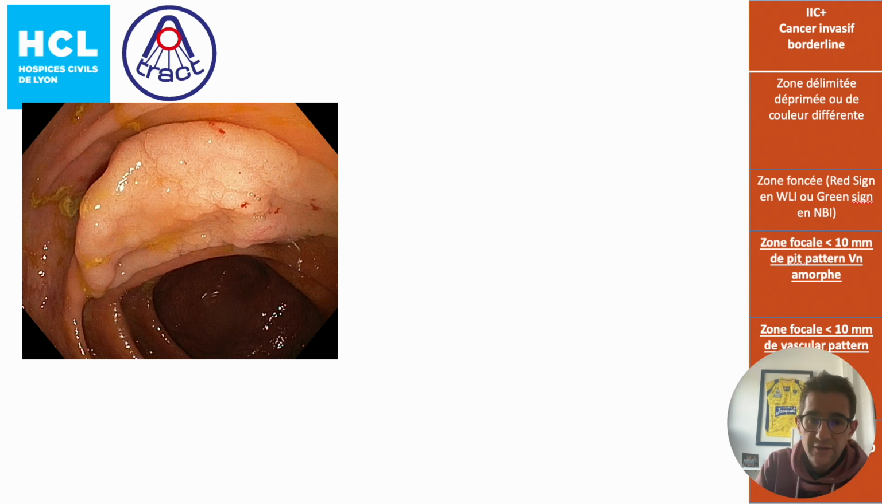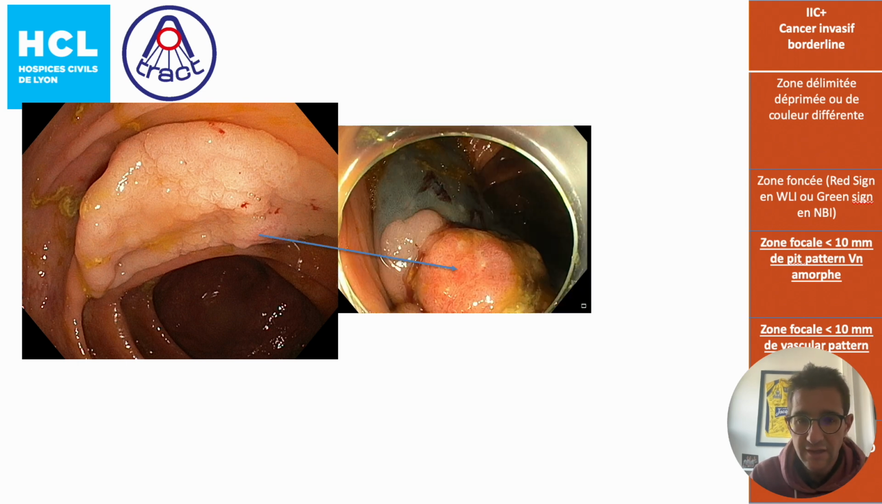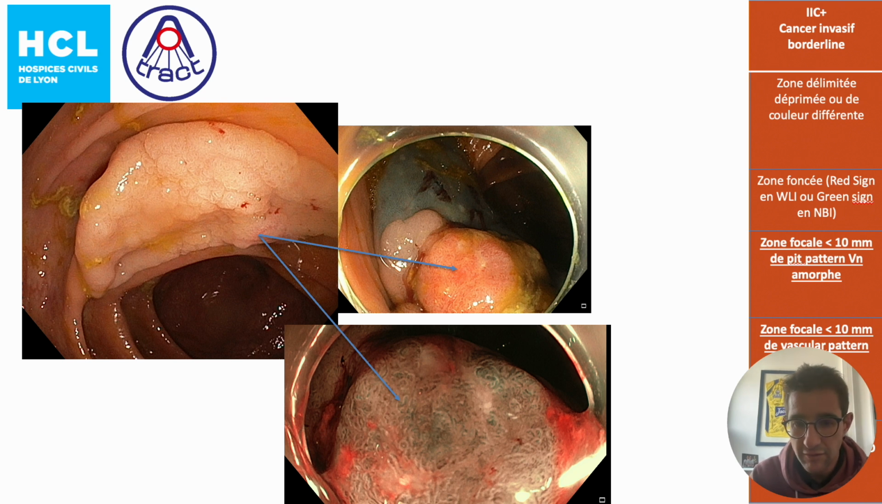This lesion was very interesting because on the first picture we received, there was a red area, which was really not like the remaining part of the lesion. And when we injected on the oral edge, it was a small cancer of around 1 centimeter with a pattern which was almost destroyed, 5N of Kudo and Sano 3B, but on a very small area.